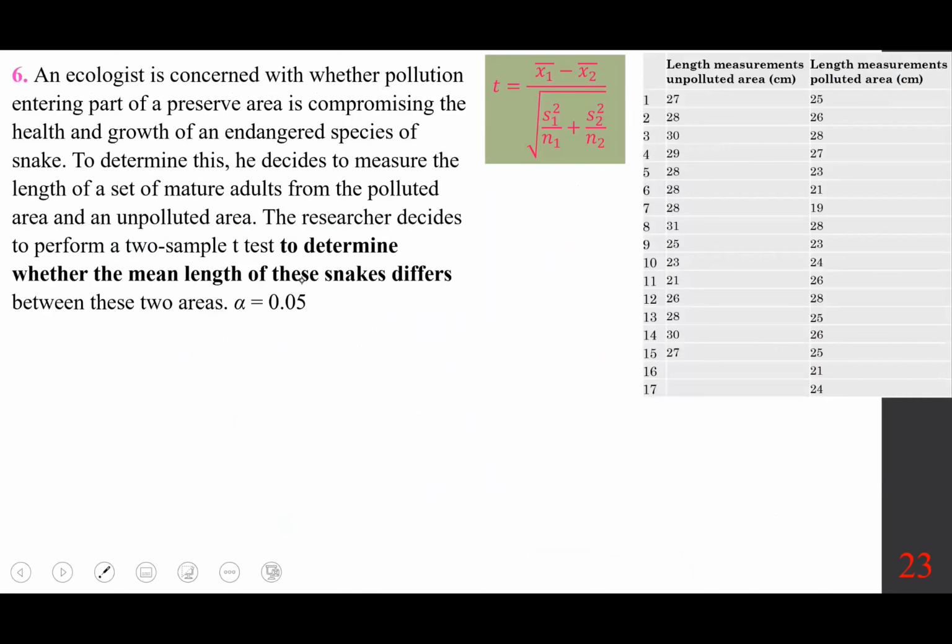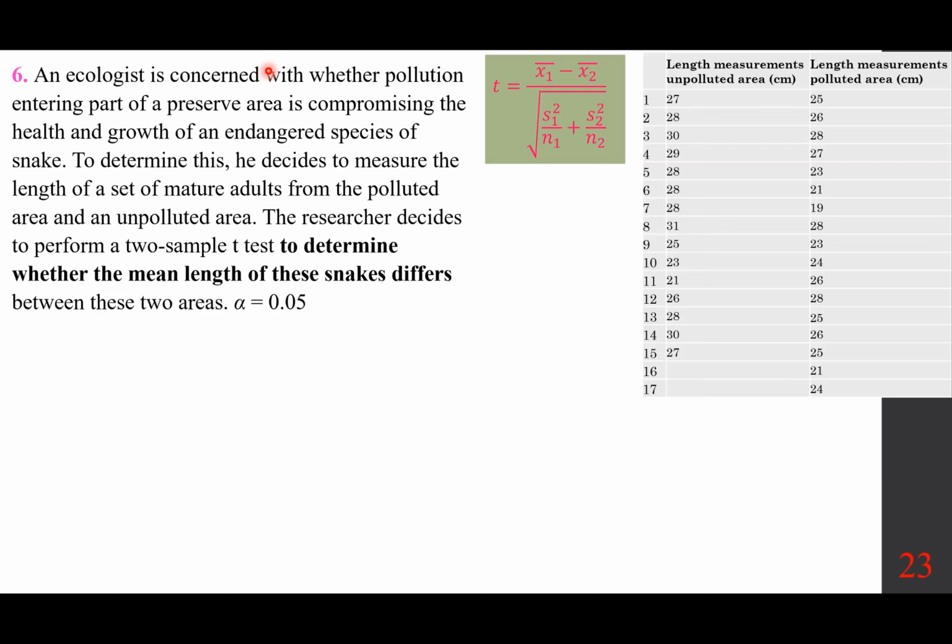Could you be kind enough to read this question for us, please? Sure thing. An ecologist is concerned with whether pollution entering a part of a preserve area is compromising the health and growth of an endangered species of snake. To determine this, he decides to measure the length of a set of mature adults from the polluted area and the unpolluted area. The researcher decides to perform a two-sample t-test to determine whether the mean length of these two snakes differs between these two areas. Alpha equals 0.05.